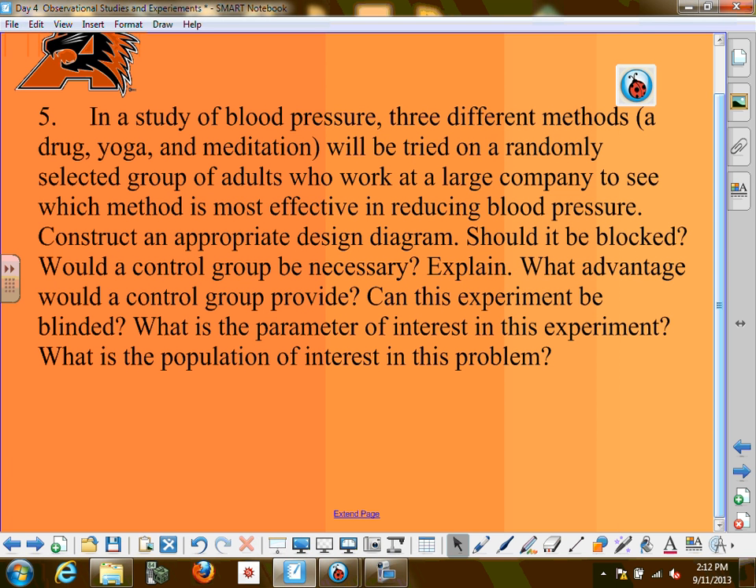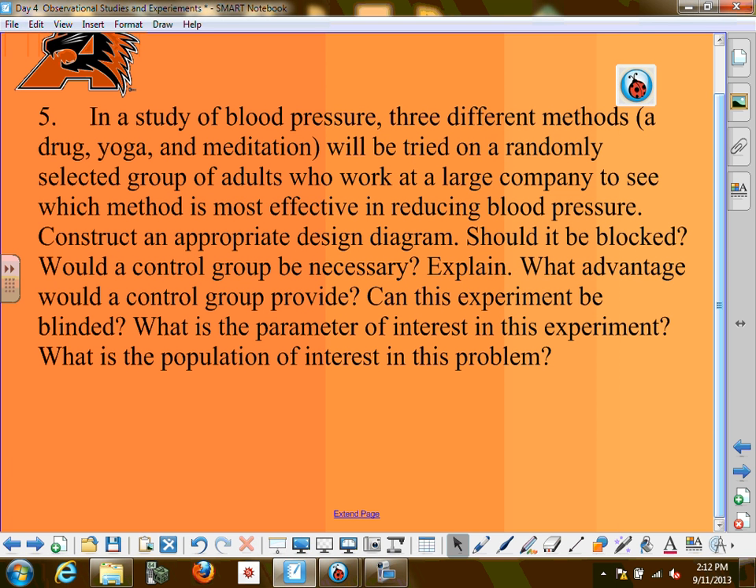So now, did anybody decide they wanted a control group? I could argue either way. So let me hear your control group argument. Okay, what do you think, Thomas? No, because you would take the blood pressure before, so you would be measuring the improvement of blood pressure. So that's your baseline. Okay?